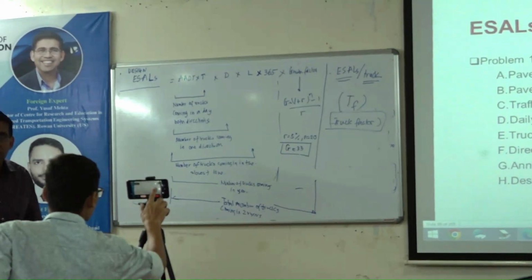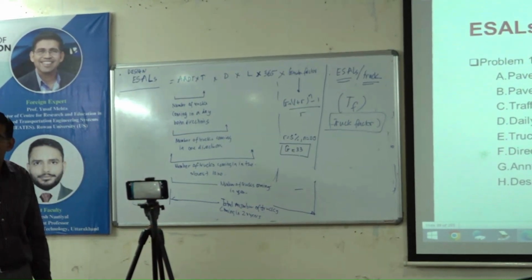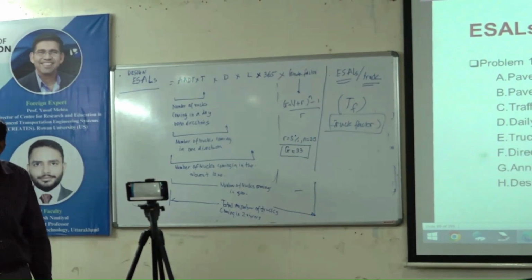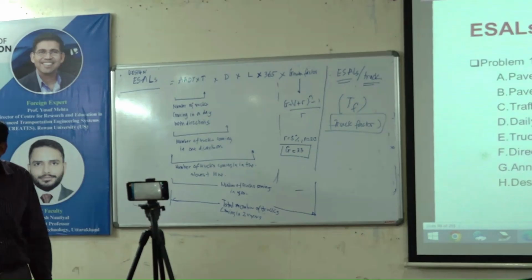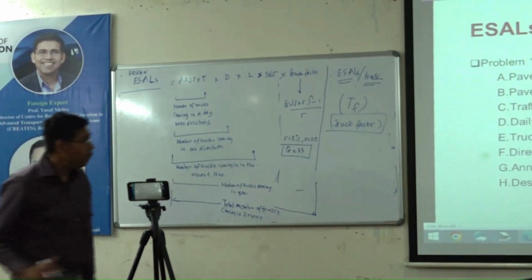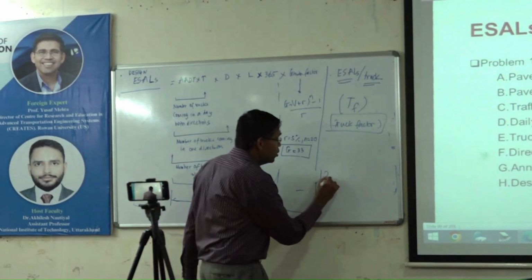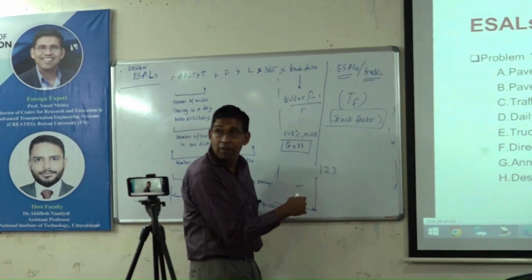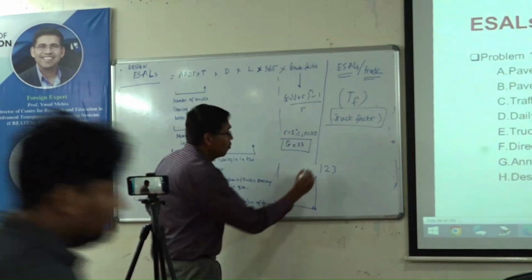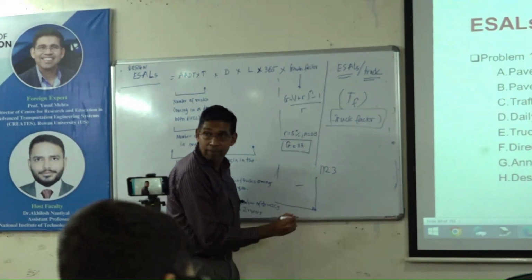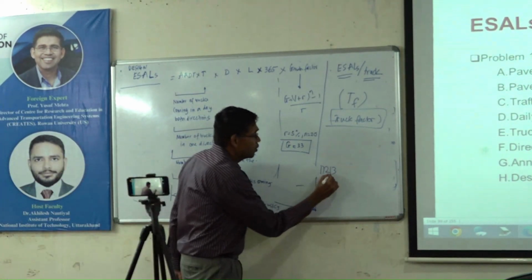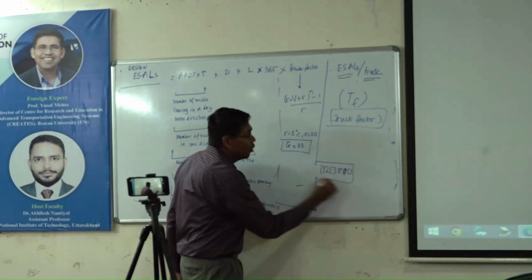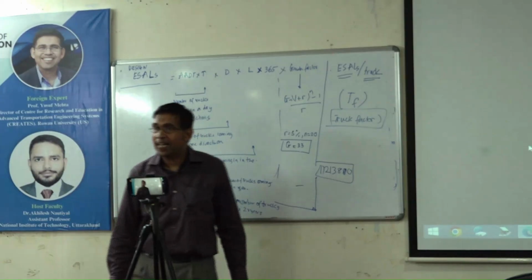Right. Anybody have an answer? I really need an answer from you guys. What is it? 1.123. 1.12, 1.13, 80. Yes. Anybody second that? 1,121,380.